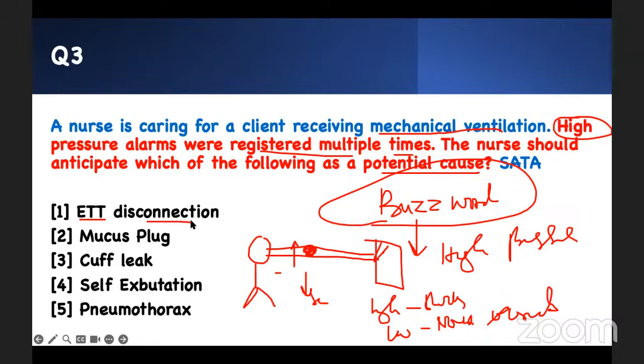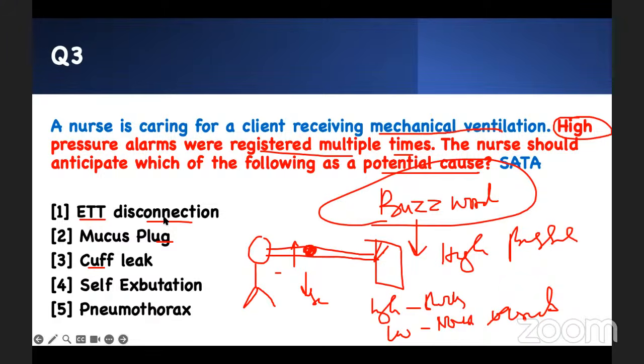ET tube disconnection. Think about it. Mucus plug. What does it look like? Cuff leak. Remember, they take the content and then they change it. You have to interpret the answer choice against the content that you know. What I'm saying is, high pressure means blockage, low pressure means there's no true connection. I take each answer choice and interpret it in the concept of that. Is it indicating a high pressure or low pressure? If it is, then it's your answer, because they're not going to tell you that.